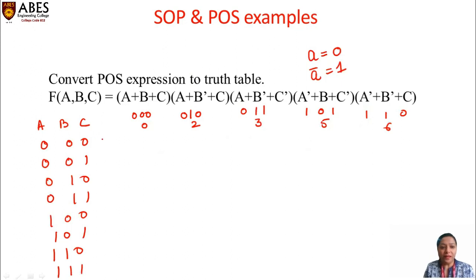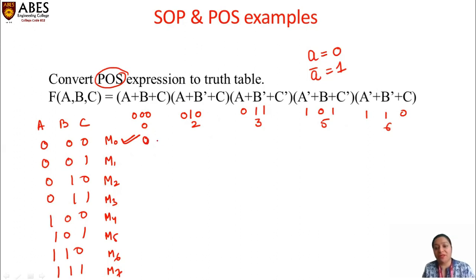So here, as we are talking about product of sum, we can represent it with capital M, that is M0, M1, M2, M3, M4, M5, M6, and M7. So what all max terms have been covered here? First of all, 0. So we will place a 0 here because the result of the product of sum expression is always 0 and the result of min term expression is always 1. Next is 2. So we will place here 0.